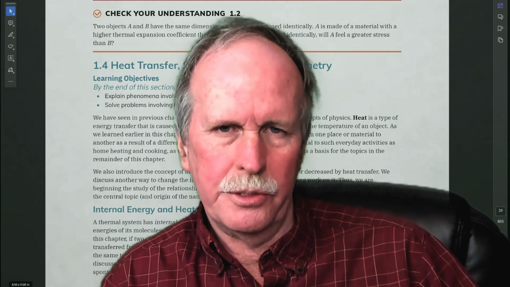Now the unit of heat is the calorie, and that is the amount of energy from heat required to raise the temperature of 1 gram of water 1 degree Celsius. A kilocalorie is the amount of heat required to raise 1,000 grams of water 1 degree Celsius. And 1 calorie has got a mechanical equivalent of 4.2 joules.